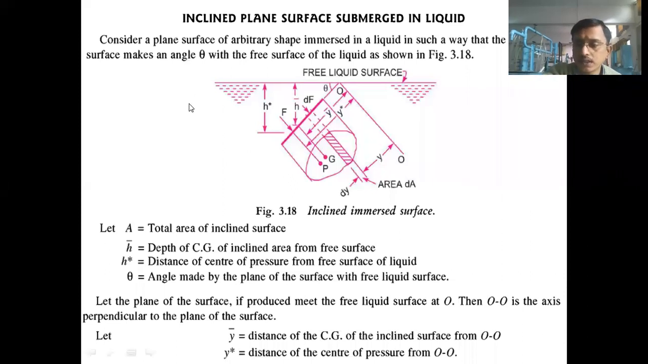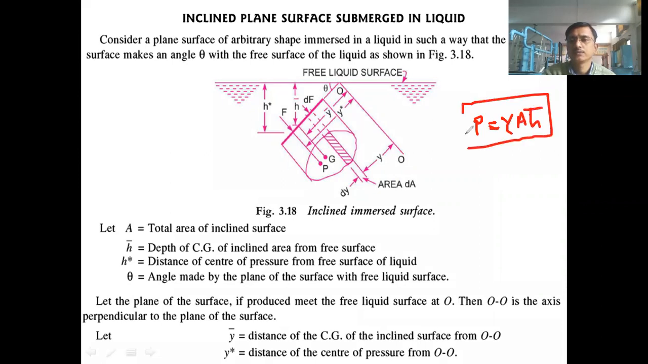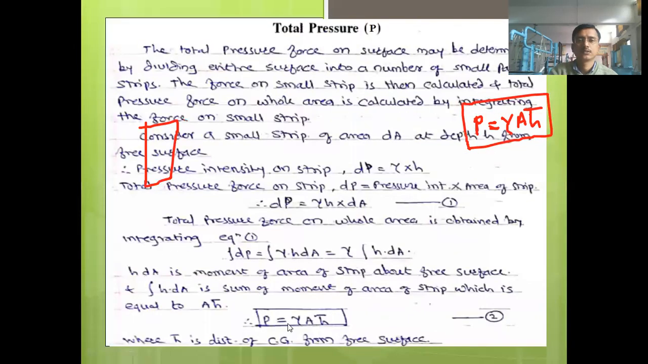So in the last lecture we derived the equation for total pressure force and center of pressure. What was the equation for the total pressure force that we derived? Capital P is equal to gamma A H bar. That was the equation we derived for finding the total pressure force acting on a vertical surface submerged in the liquid. If you remember that equation, you will see here P is equal to gamma A H bar. Those students who were absent should note down this equation.